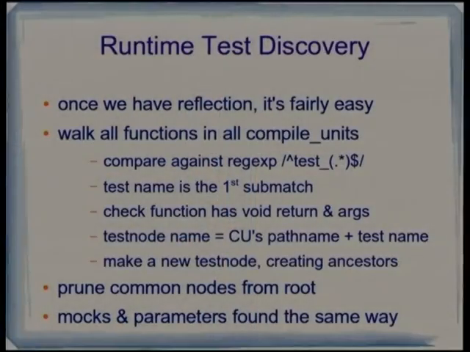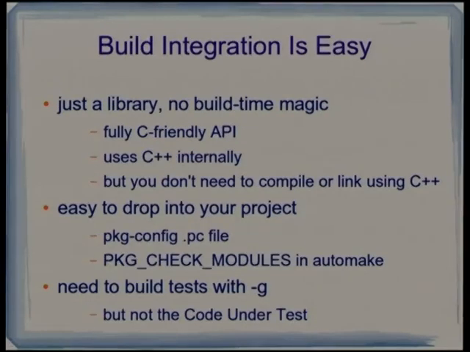Runtime test discovery. Once you have reflection, this is easy. You just find all the functions, you match the names against this regex, and you pull out the bit that matches, which is the bit after test underscore, and that's the name of the test. We do some extra stuff that I'll go over later. And that just happens in the first few milliseconds after you start the library.